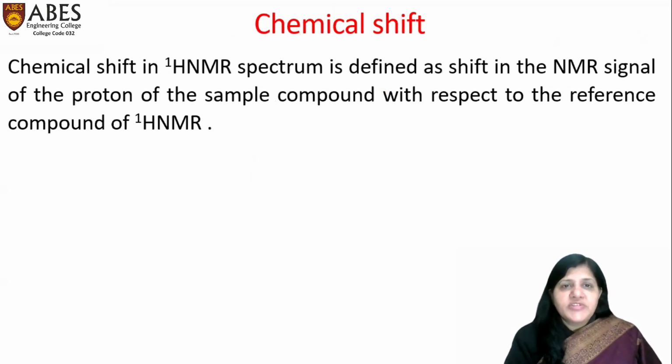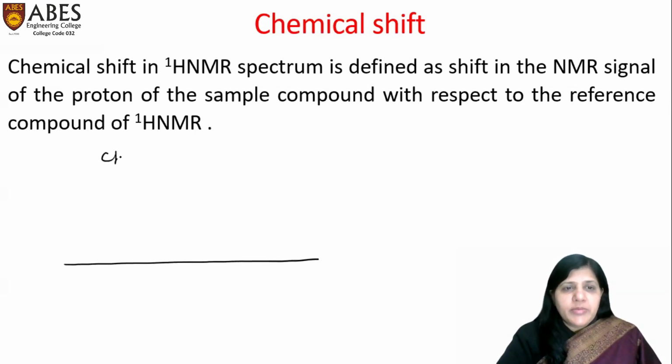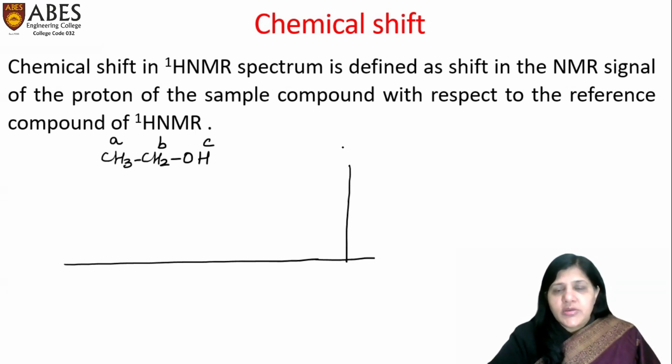Chemical shift. Chemical shift in the proton NMR spectrum is defined as the shift in the NMR signal of the proton of the sample compound with respect to the reference compound of the NMR. If we have the molecule, for example, ethanol, I have just discussed that there are three sets of protons in the ethanol molecule, which are marked A, B, and C. When the NMR spectrum is recorded, it is recorded with reference by taking the reference compound TMS.